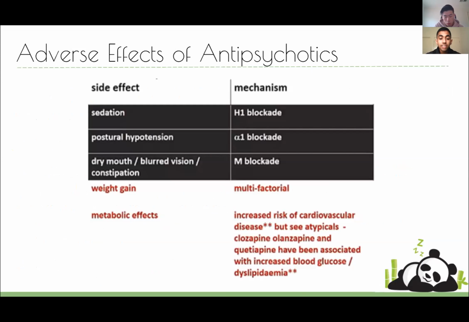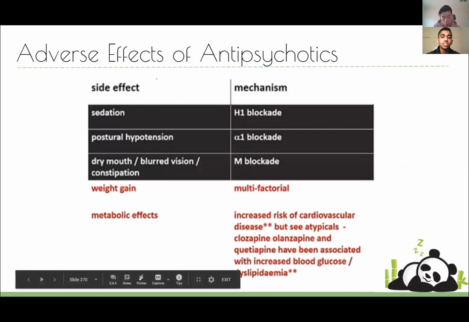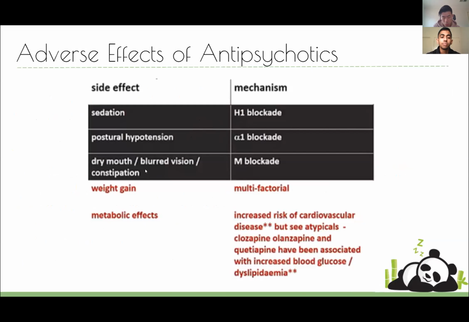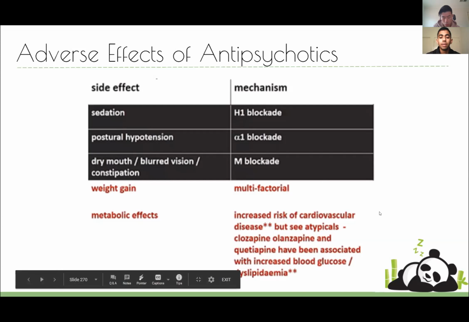There's also some other side effects that we need to know about. Again, sedation associated with histamine receptor blockade, postural hypotension associated with alpha-1 receptor blockade, and our muscarinic blockade associated with that muscarinic sludge. So weight gain, multifactorial, and also some metabolic effects that we need to know about.